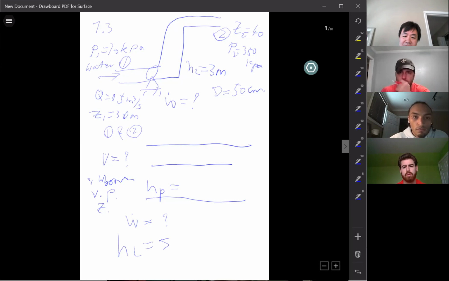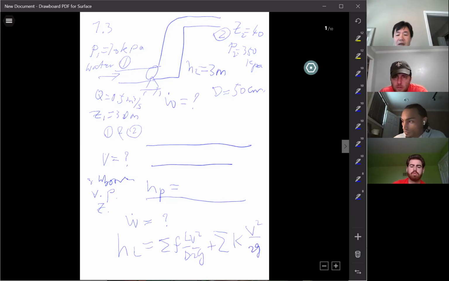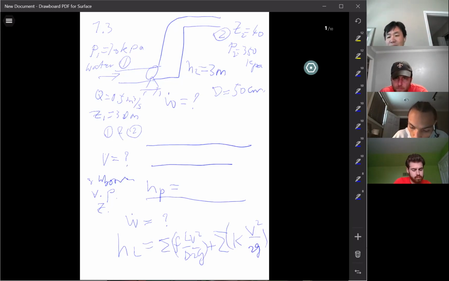It should be this. Strictly speaking, this is friction loss. I should put a summation here, and a parenthesis here. It's a summation of the whole thing. So every component has a loss. Every component has a K. You have to use the velocity that goes through that component to calculate the loss.